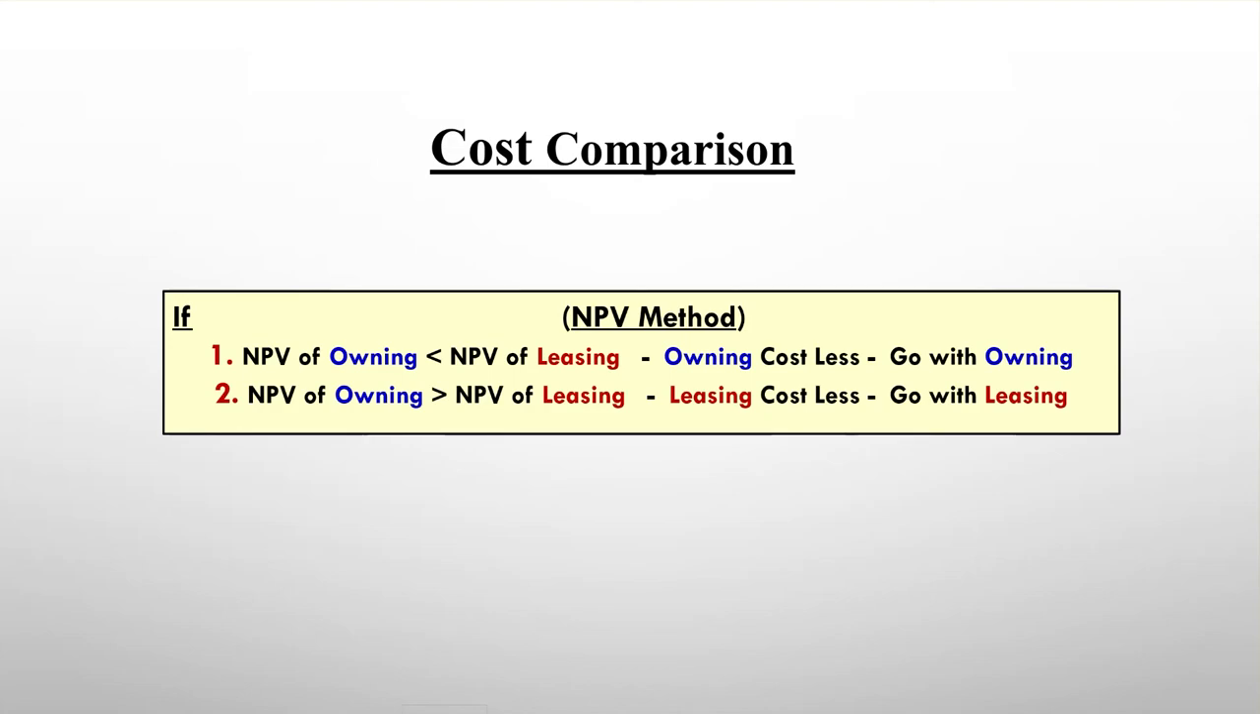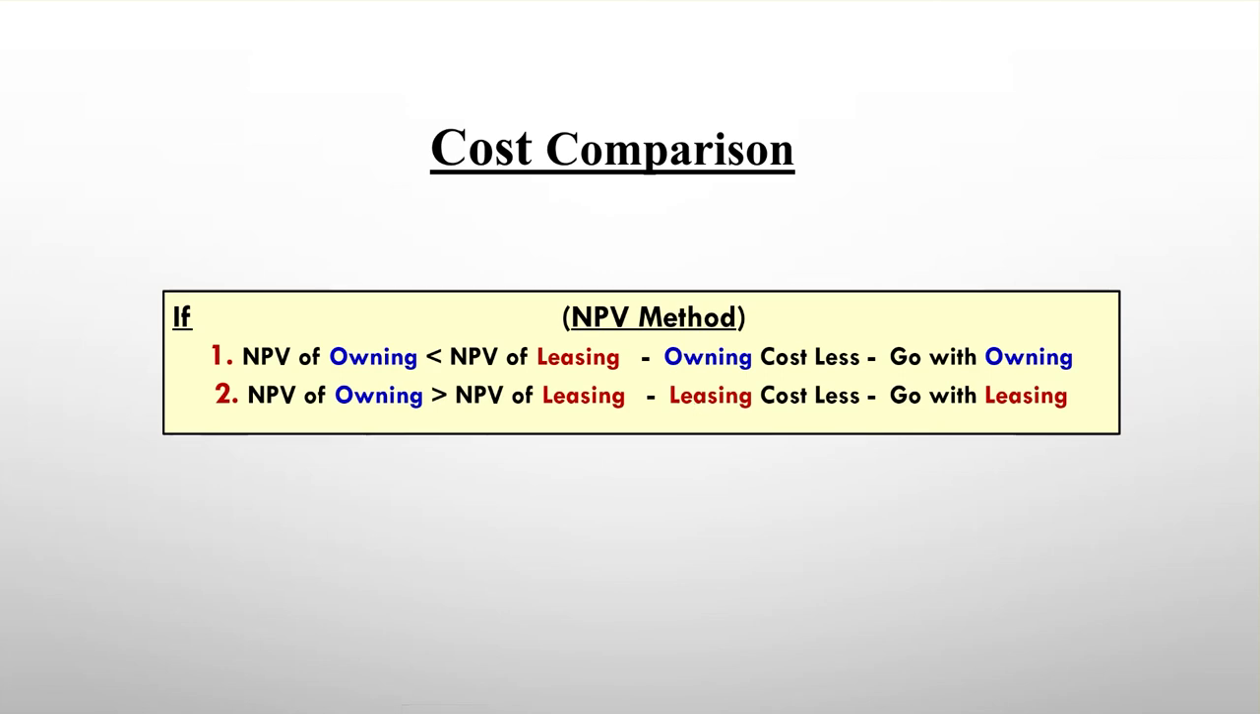So in summary, if the net present value of owning is less than the net present value of leasing, then owning costs less. We go with owning. However, if the net present value of owning is greater than the net present value of leasing, then we will obviously go with the leasing option because leasing costs less.